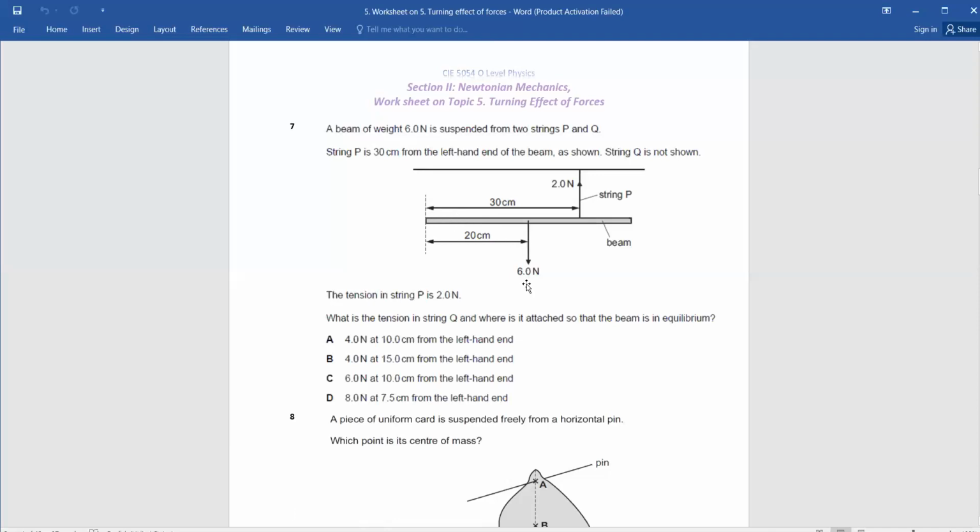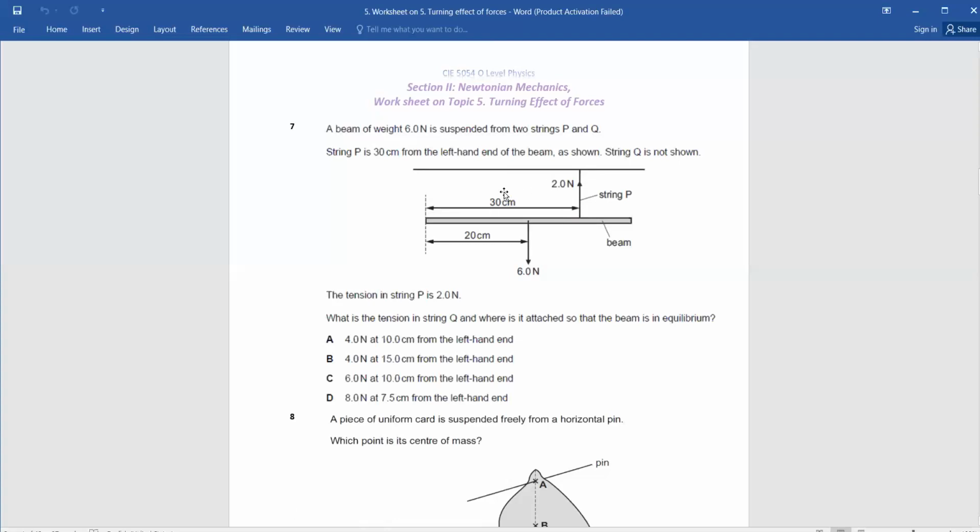Here we are getting 6 Newton, and we have here 2 Newton, and the beam of weight 6 Newton is suspended from two ends P and Q. Now here we have 6 Newton multiplied by 20, right? So what is the moment coming? Here 120. It is the pivot, right? It is attached here. So here we are getting 120, and this one is clockwise.